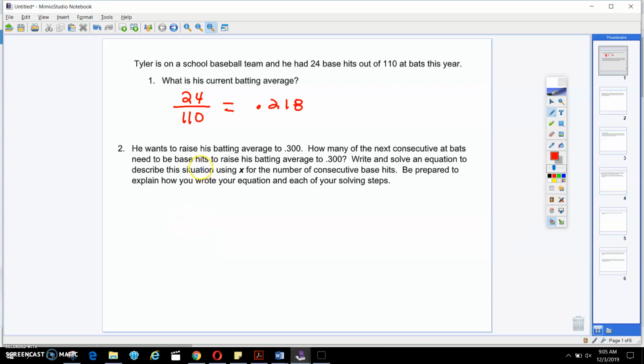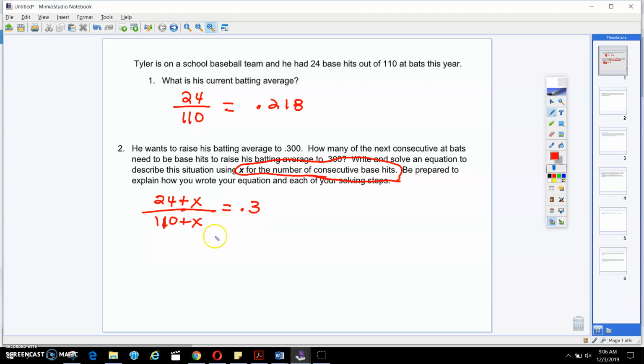So when we write out this equation, we're going to take his batting average that we just found, 24 over 110, and we're going to add X to it in the top and the bottom. The reason we're adding X is that's the number of hits that he has to make in order to get 0.3 to be his batting average. So let me say that again. X is the number of consecutive base hits that he's got to make. We're going to add that in the top and the bottom in order to get that 0.3.